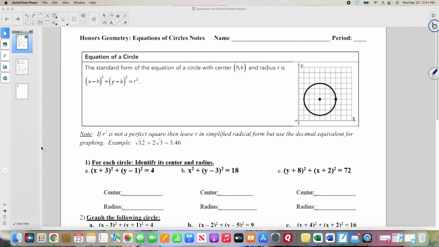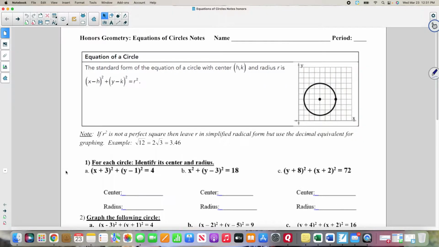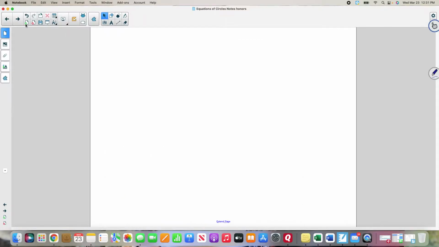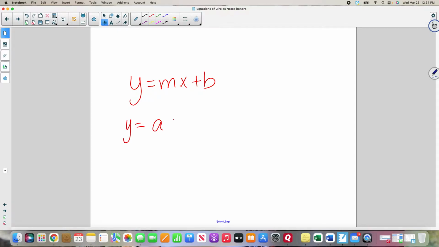In Algebra 1, if I gave you this and you graphed it, what did you get? A line. You had a slope, you had a y-intercept, you graphed a line. Then I gave you this, and you graphed it, and you got a parabola. So this, we got a line. This, we got a parabola, something like this, right? How do you get a circle?